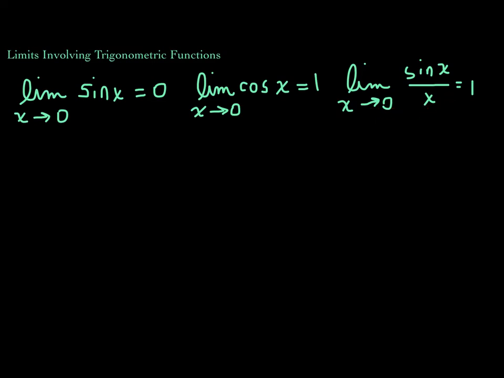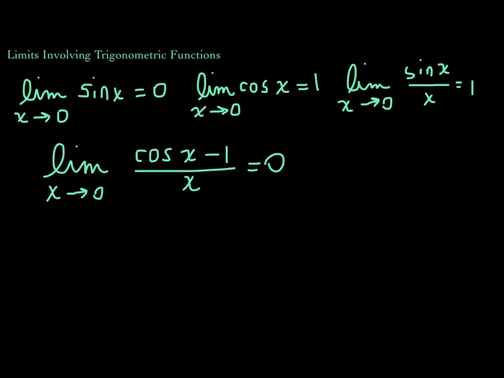Let me give you one more. This one's interesting. The limit of cosine of x minus 1 over x as x approaches 0 is 0. All right, these are some really helpful limit rules involving trig functions. Let's use one of them now, and then maybe we can end the lesson after that, okay?